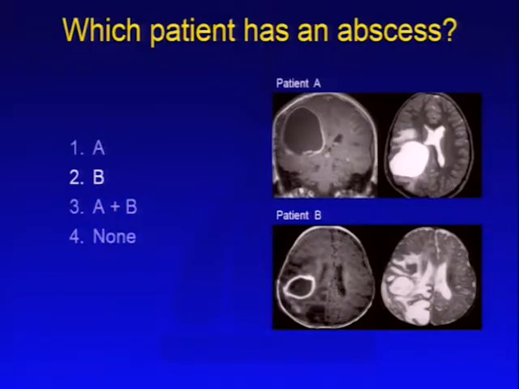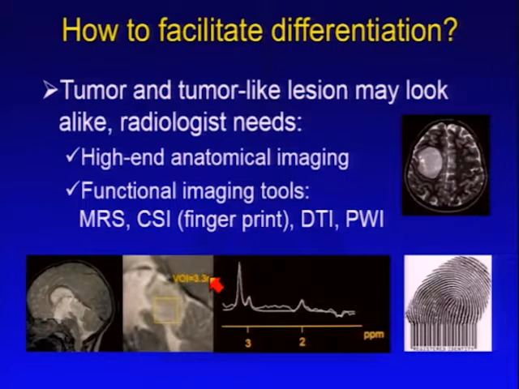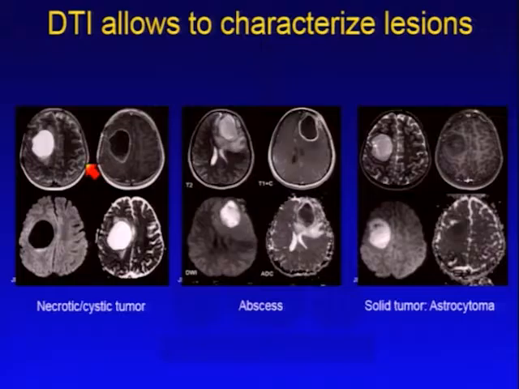Now, the abscess over here is patient B, has a very thick rim, and a lot of edema around it. Nowadays, it's so much easier, and you cannot make the mistake to make the wrong diagnosis in these two cases. Now we have advanced imaging, and nevertheless we still use good anatomical imaging. But you can do MR spectroscopy, you can get a digital fingerprint, and especially diffusion-weighted imaging will help you.